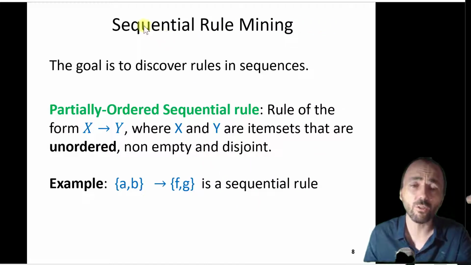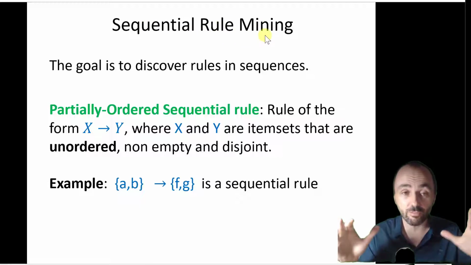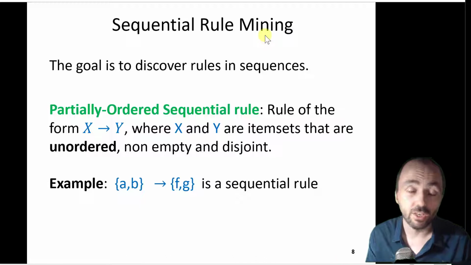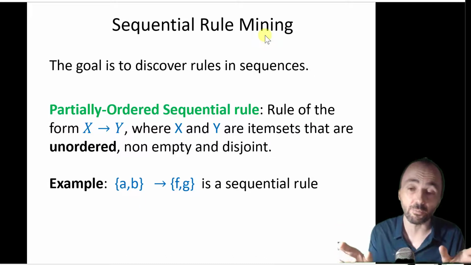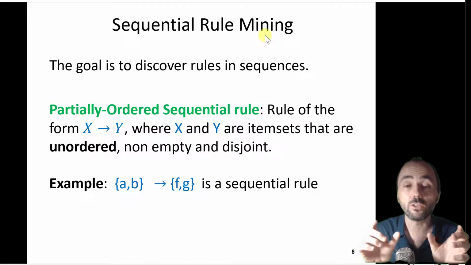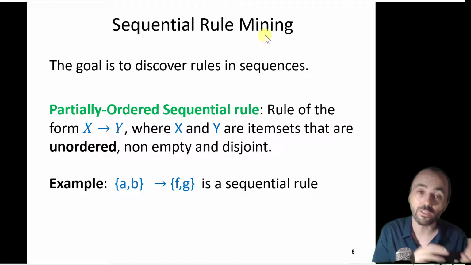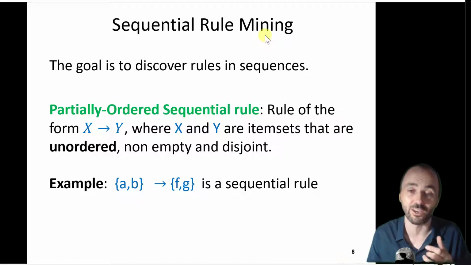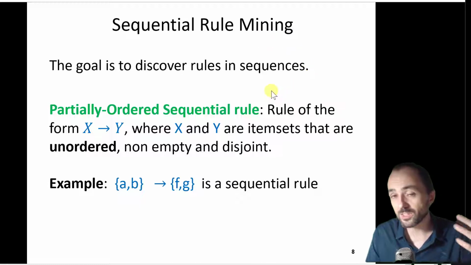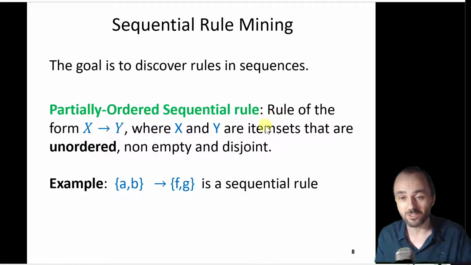One way to do this is sequential rule mining. That means you have a database of sequences and you want to analyze this database to find patterns that will be some kind of rule: if you buy this, then you will buy this. So let's define this in more detail.